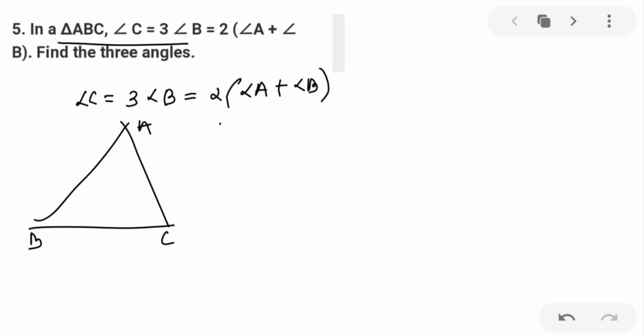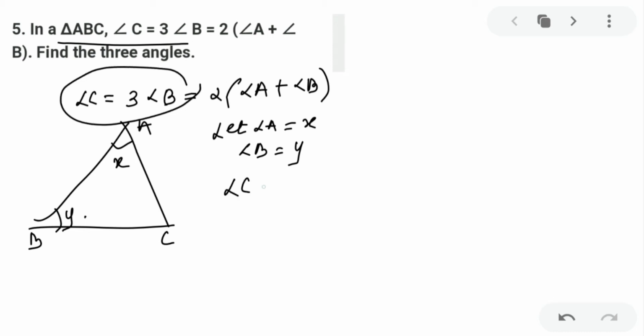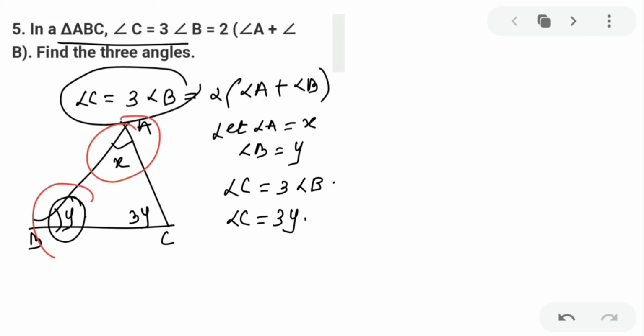So for that we can assume that let angle A be x, angle B be y. So what will be C? Angle C will be thrice angle B. What is angle B here? y. So can I say angle C is 3y? So angle A is x, angle B is y, angle C is 3y.